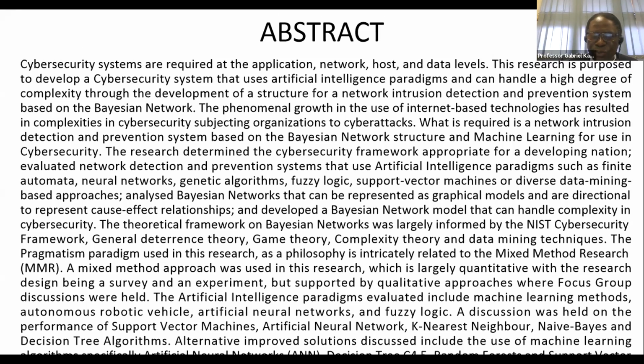The first set of tools comes from artificial intelligence, where we want to explore the use of artificial intelligence paradigms and see how these can assist us to come up with systems that can handle complexity associated with cybersecurity. The other area of tools is on the mathematical side, in deriving a Bayesian network model that can also assist us to structure and come up with a design for a system that can handle cybersecurity challenges that we face. And so this is what this paper is all about.